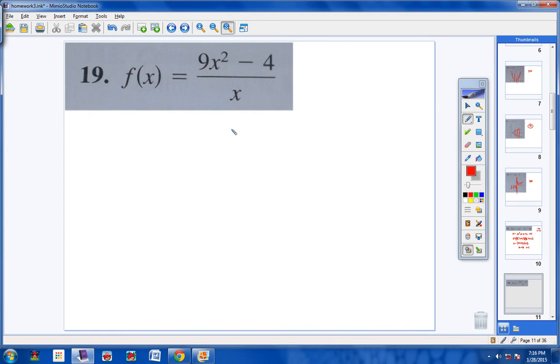Number 19. Alright, let's go ahead and look to factor this, okay? So first of all, up top here, students, I'm going to, well, I do know what to do. I'm trying to think of the easiest way to do this.